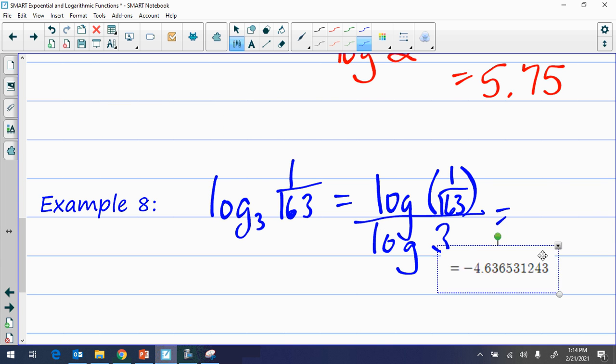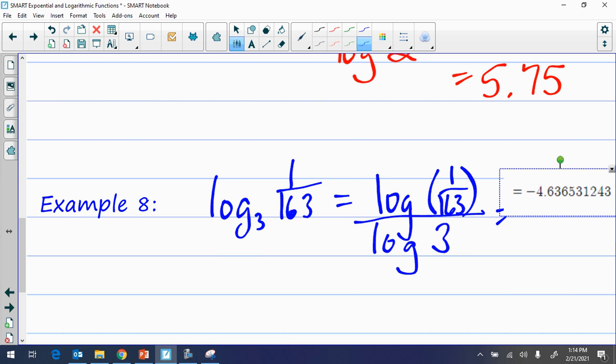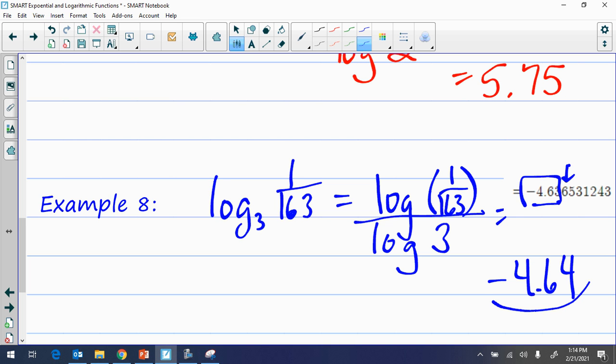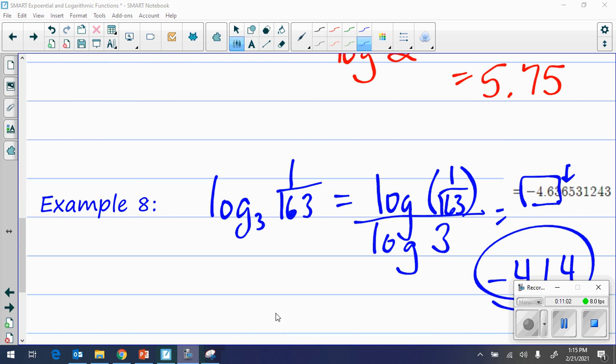And on this one, I am going to end up rounding up. So here, hundredths place is the 3. I look to the right, it's a 6. That tells me to round up. So it's going to be negative 4.64. That's my answer on that one. Okay, so you're going to practice this as well as evaluating some without a calculator, and then we'll continue working with our logarithms.